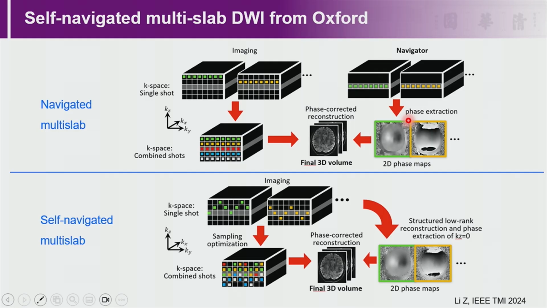For self-navigated multi-slab, instead of using this rectilinear sampling, we use this kz-blip sampling pattern. With kz-blip, each sampling needs to go through the k-space center. By using all the k-space center signals, we can set up a structured low-rank reconstruction and extract the phase information.